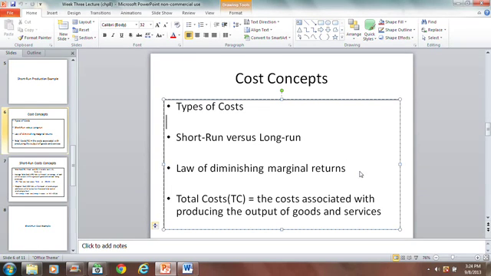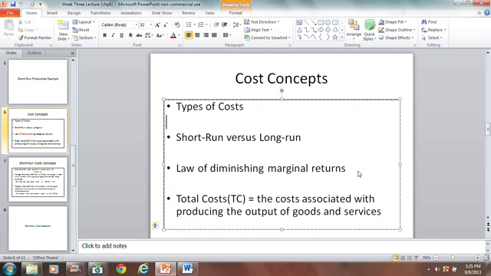The law of diminishing marginal returns also governs activity on the cost side. And so from a cost perspective, the law of diminishing marginal returns says this. It says given some fixed costs, which would be the cost of our fixed inputs, as more variable costs are incurred, which would be labor costs, eventually something called marginal costs will increase.